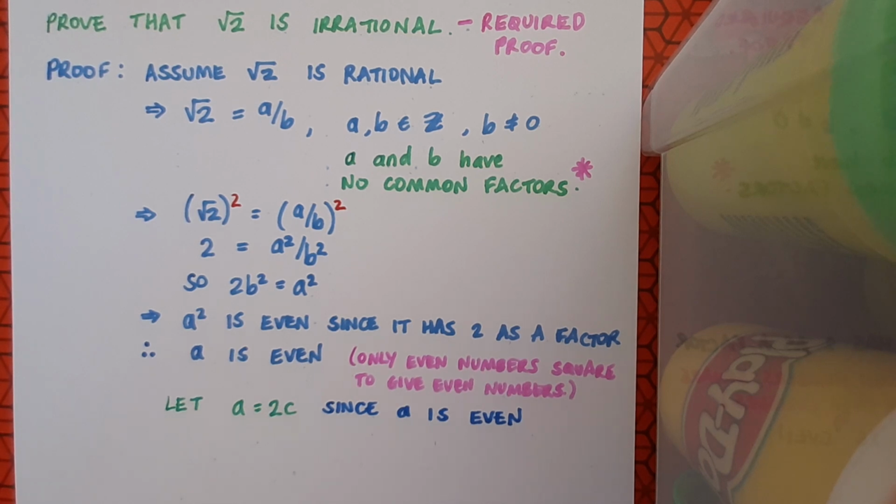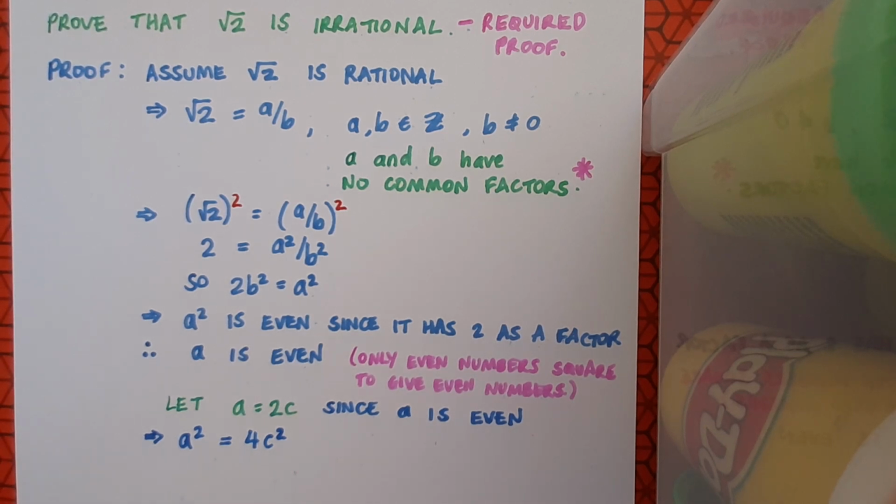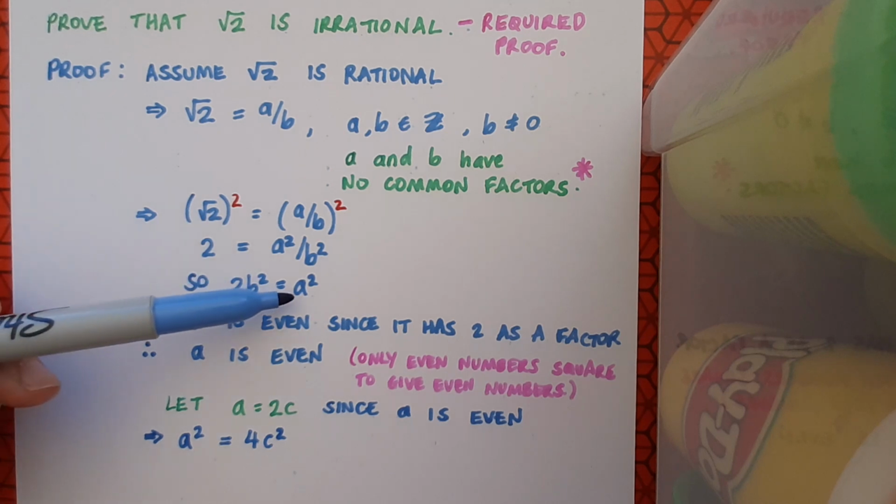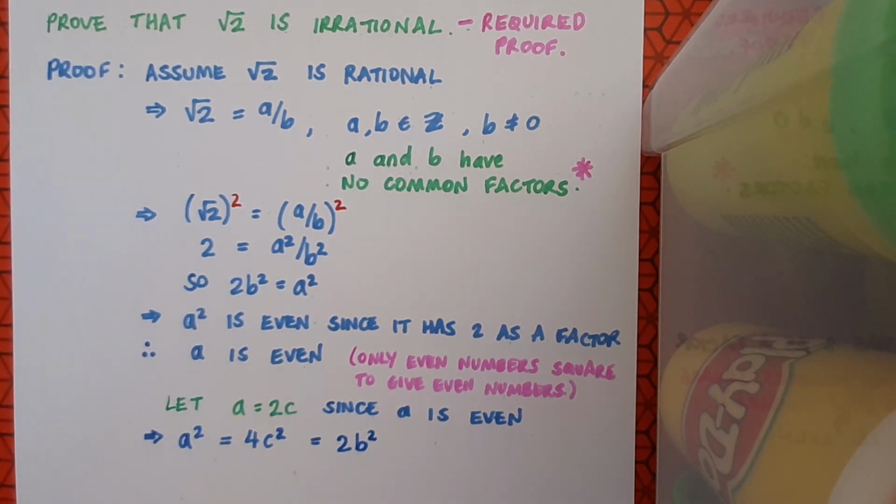Now let's go back and look at a squared again. If a is equal to 2c, that implies that a squared must be equal to 4c squared. That's just squaring your 2c, so squaring the 2 and squaring the c. But I already had a name for a squared. I already was able to say that a squared was equal to 2b squared. So now I can say that a squared is 4c squared, and it's also 2b squared.